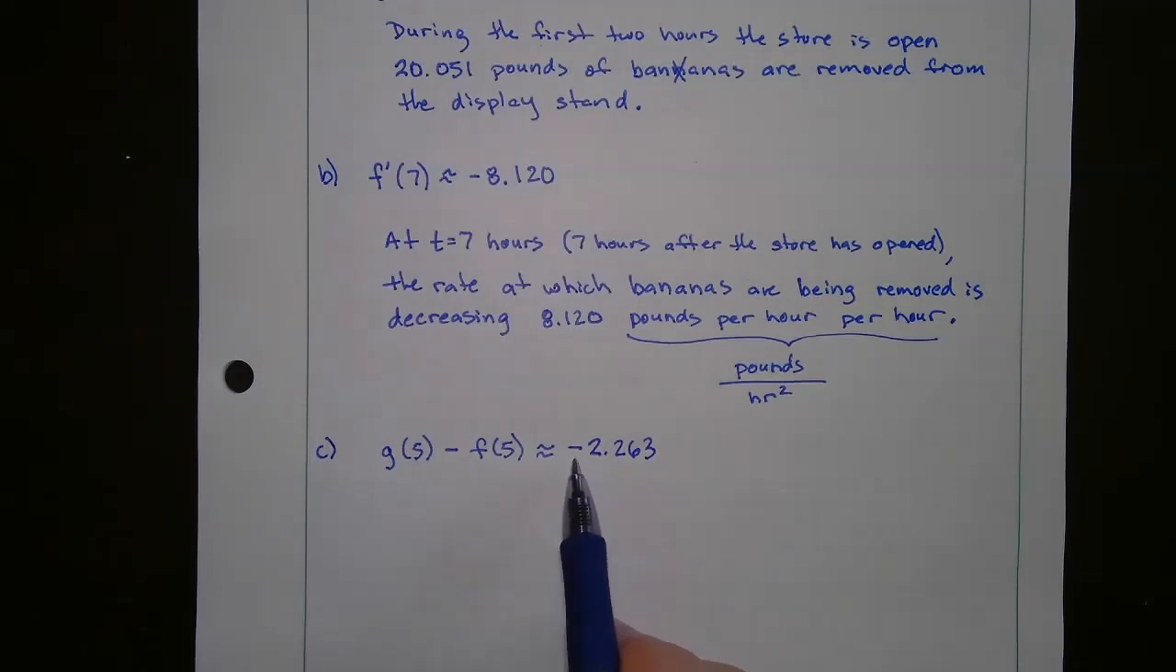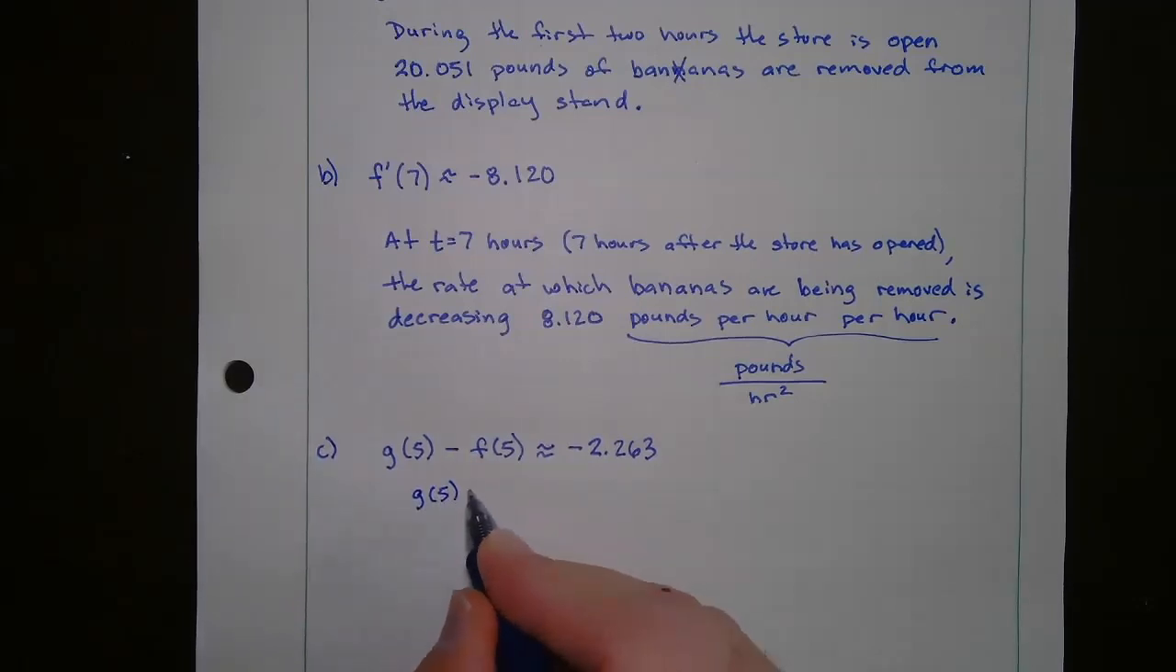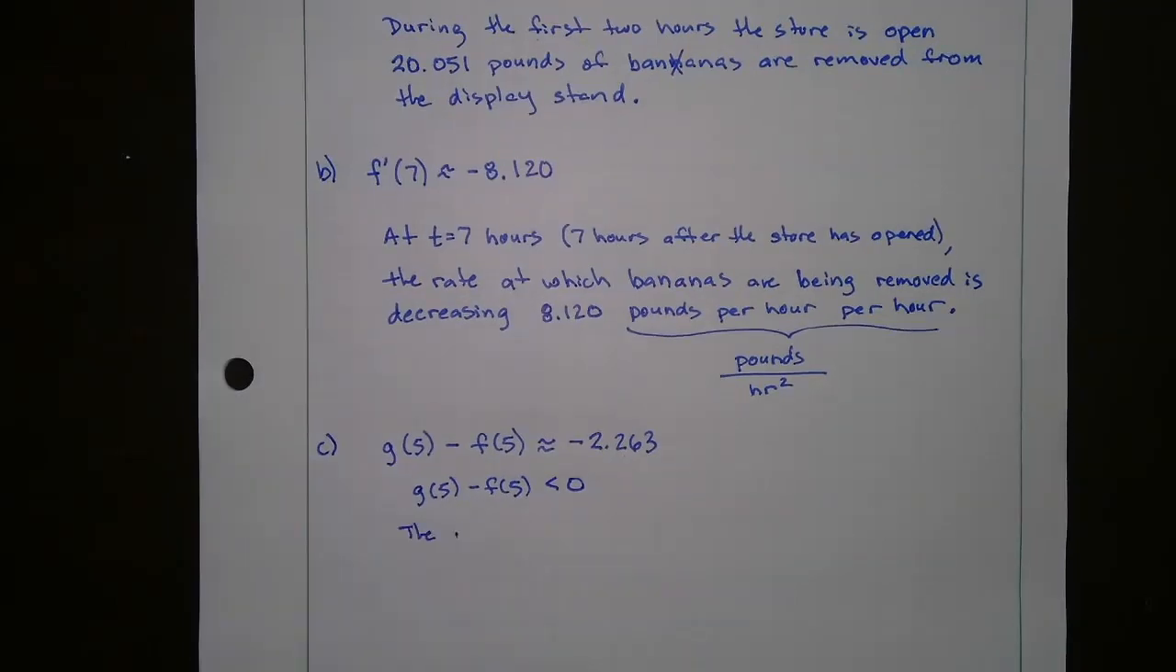Now, this negative is decreasing. So this is the overall rate at which the pounds of bananas on the display table is changing. Because this is negative, we're removing faster than we're adding. So let's do the explanation of what this is. We know that g of 5 minus f of 5 is less than 0 because this value came out to be negative.